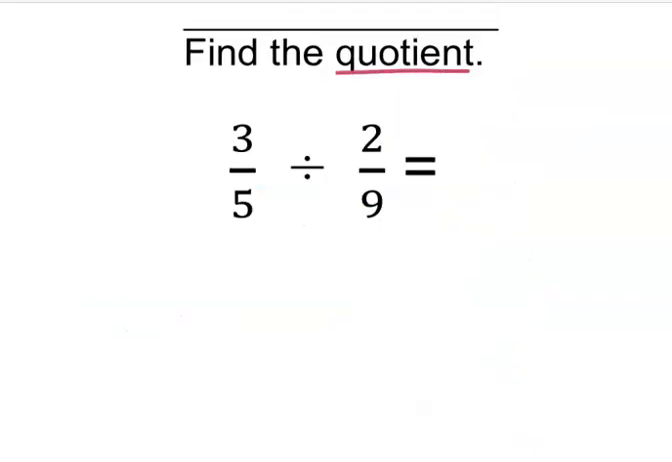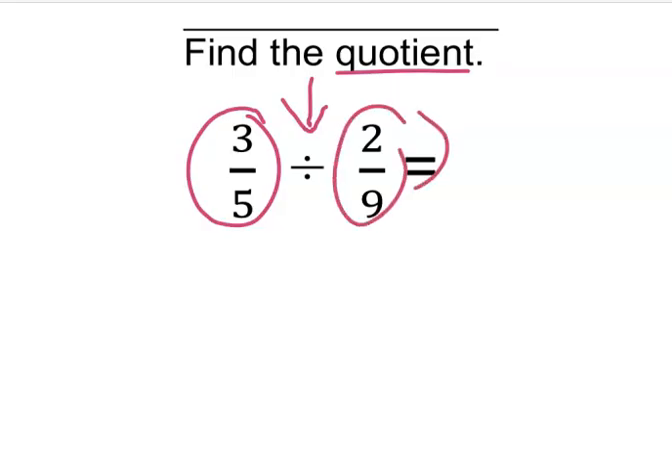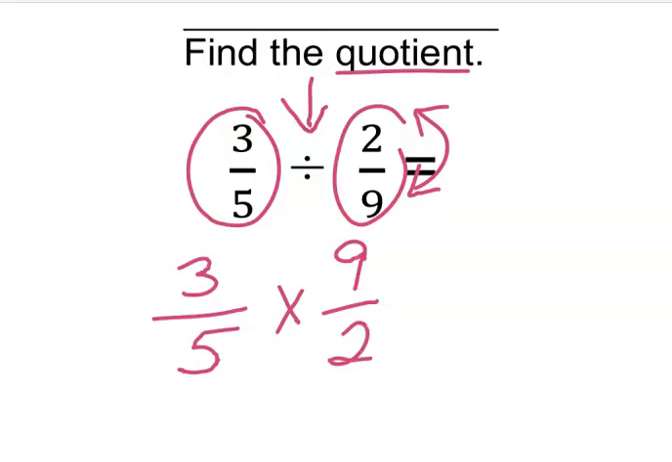Find the quotient. All right, more division. We are going to keep, change, flip. We're going to keep the 3 over 5. We are going to change that to multiplication, and we are going to flip this one around and find its reciprocal. So we're going to keep the 3 over 5 times 9 over 2.